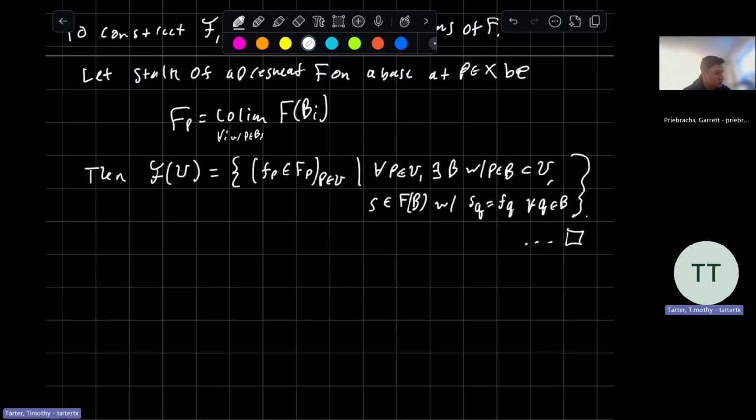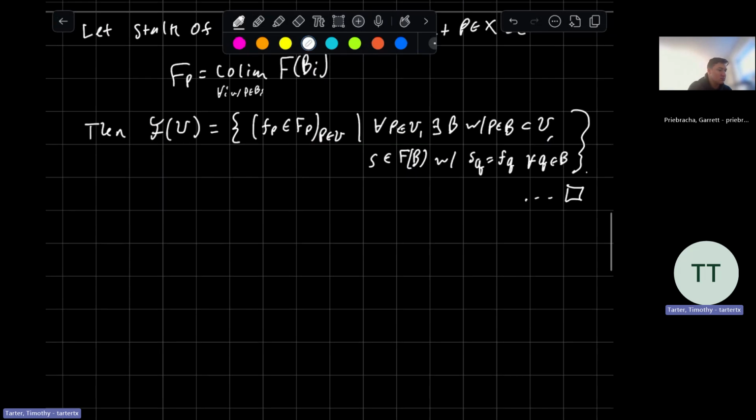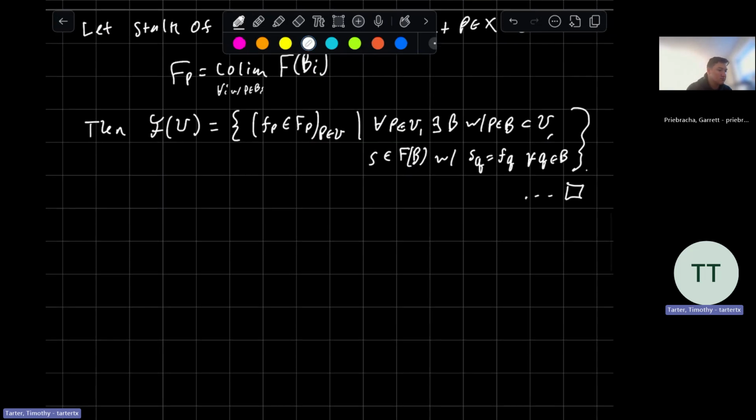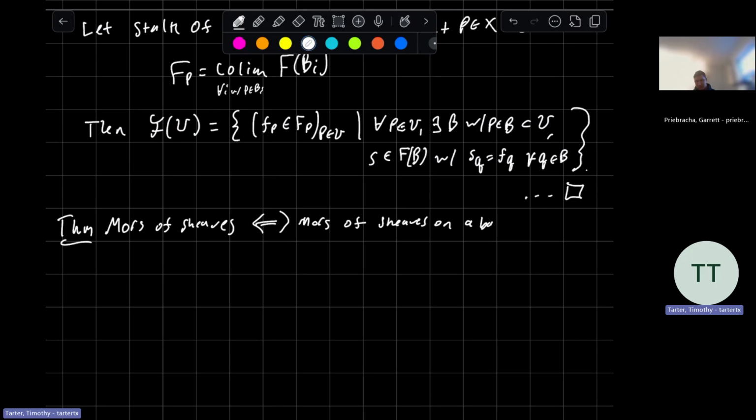It's a statement about objects, and so we kind of want an analogous statement about morphisms. So just as another important theorem: morphisms of sheaves correspond to morphisms of sheaves on a base.